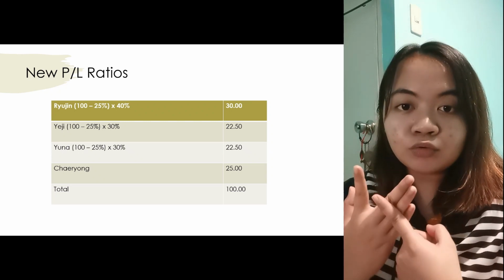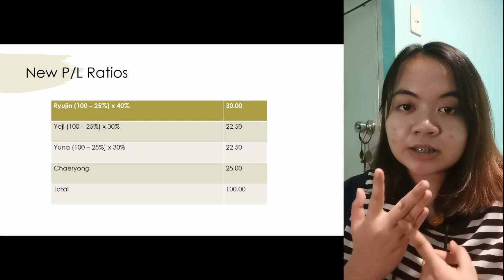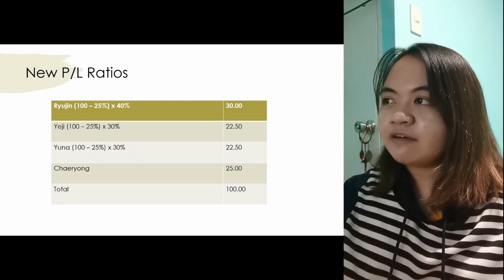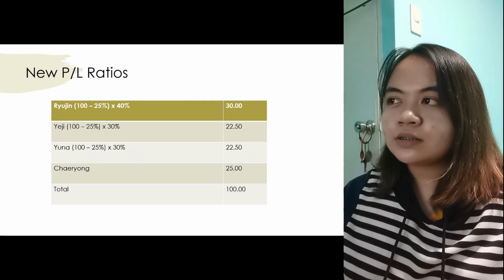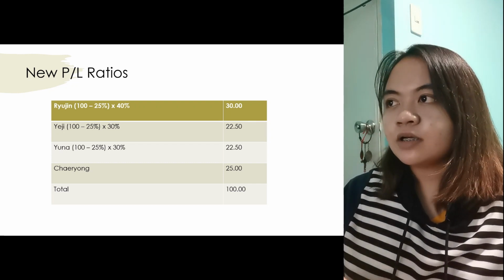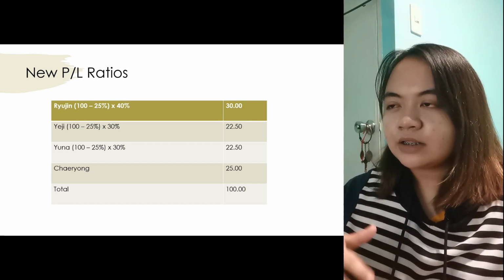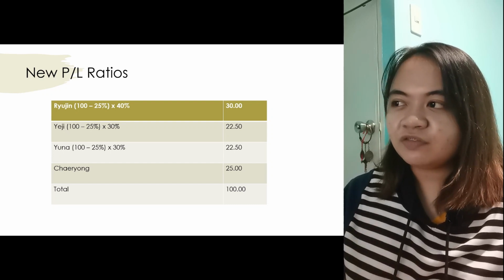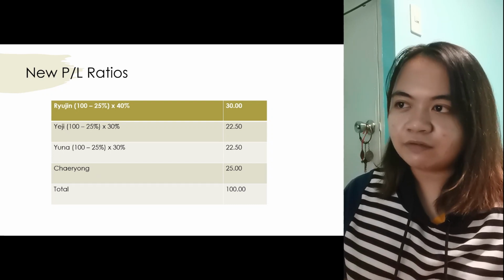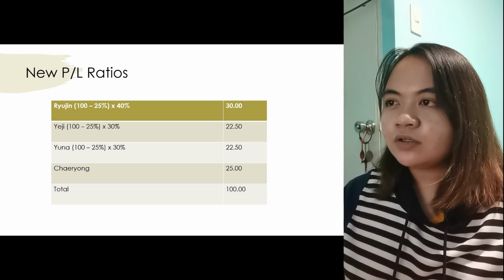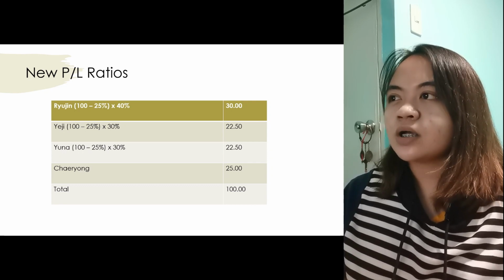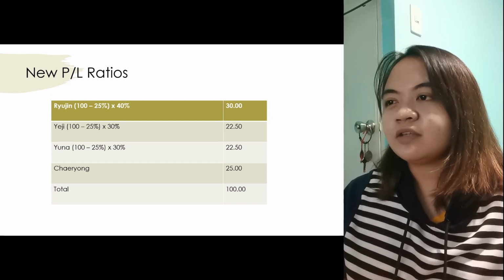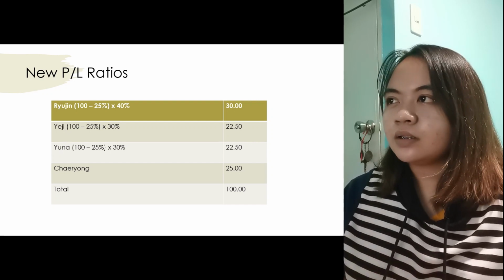Paano mo hahatiin yung remaining percentages sa tatlo? Gamit nung kanilang ratios. So, we have 40% kay Ryujin. So, 100 minus 25 times 40%, you get 30. For Yeji, 22.50. For Yuna, you get 22.50. And then for Cheryong, you get 25. So, this is total of 100. The new P&L ratios are 30, 22.50, 22.50, and Cheryong 25.